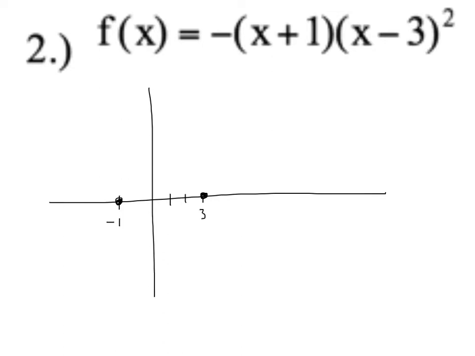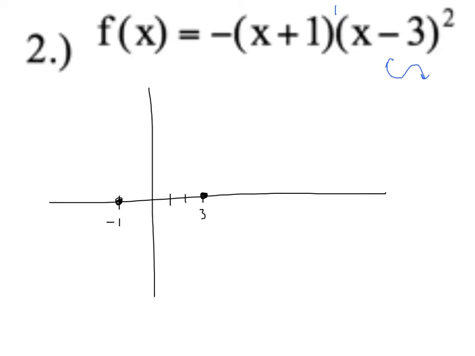Now the degree of this polynomial is 1 plus 2, so this is a third-degree polynomial. It's a negative third-degree polynomial. From our days in pre-calculus, we'll remember that a negative third-degree polynomial, or a negative cubic, will look like this. So this is the general shape of our graph.